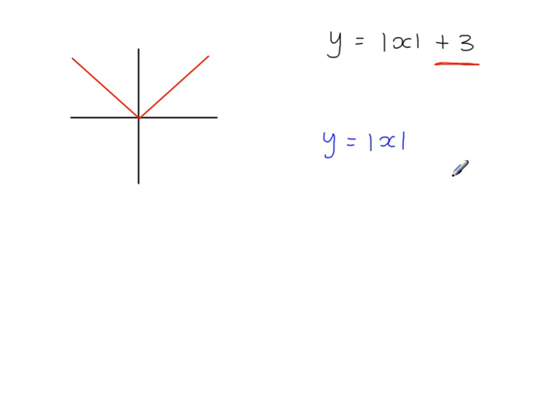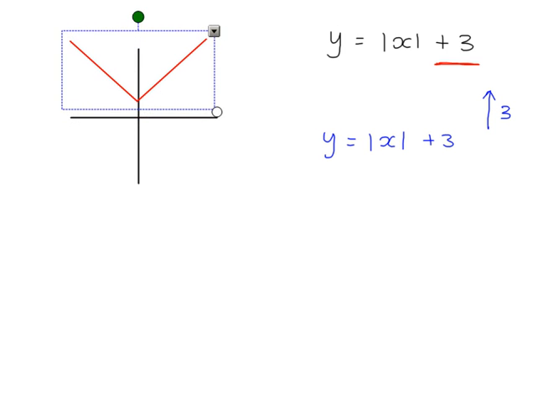We're going to translate the whole graph by 3 units in the positive y direction. So to get this, that means we need to move the whole graph up by 3 units in the y direction. So if I was to do this, I know that moving up from here to here, that's 3 there. So this is the graph of y is equal to the modulus of x plus 3.